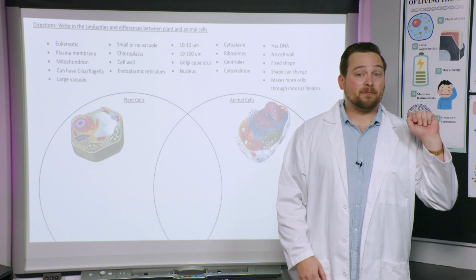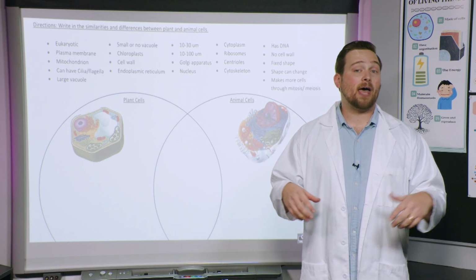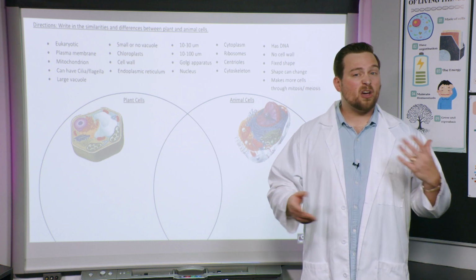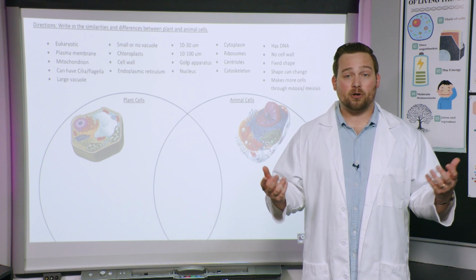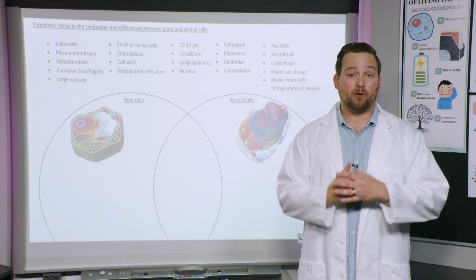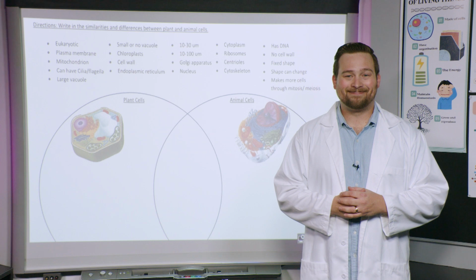Plant cells should have 5 underneath it, and animal cells should have 5 underneath it. Everything else is going in the middle. So pass those out, pause the video, take 5, 10 minutes, however long you need, and then when you're ready, you can unpause the video, and I'm going to go over it with your class, and then that way we're all on the same page. All right.